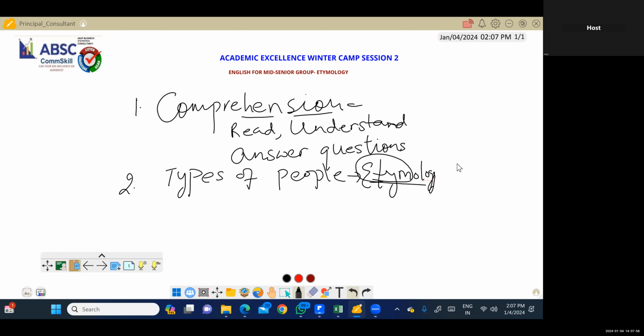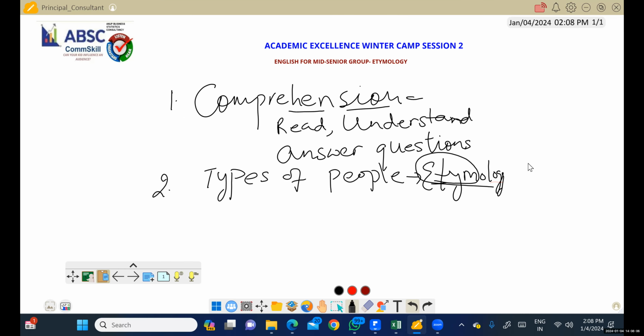So let's start. Let's understand the meaning of comprehension. Again, if you use the etymology, if you see this word ending with ION, any word or majority of words ending with ION. Now, how did this word come? Comprehend. What is the meaning of the verb comprehend?